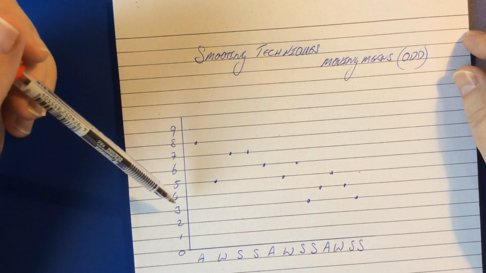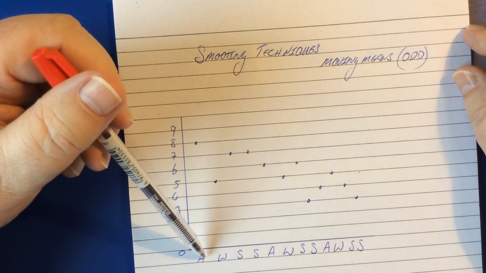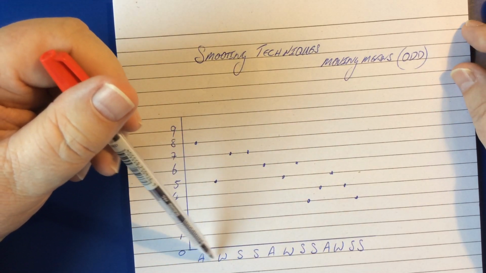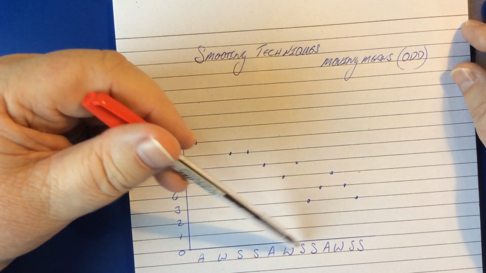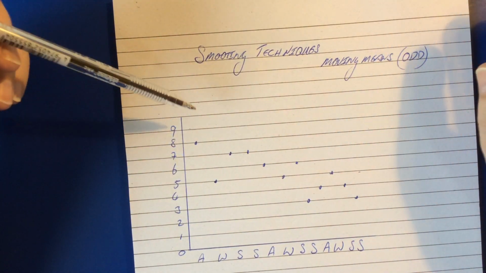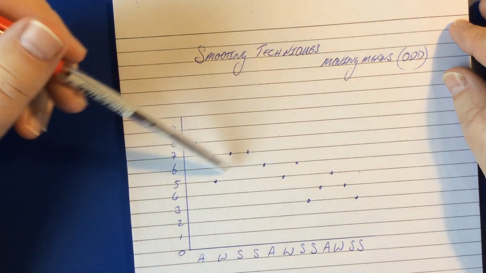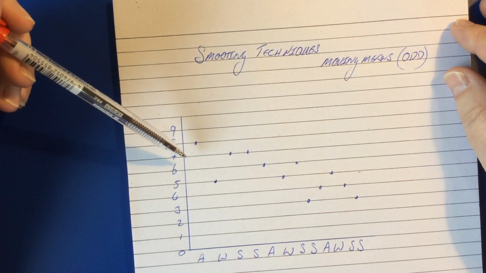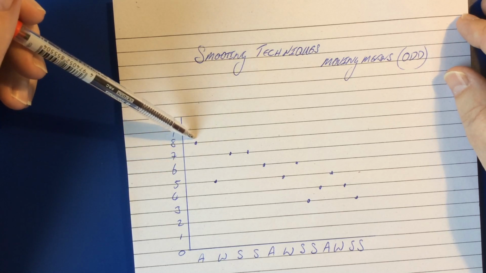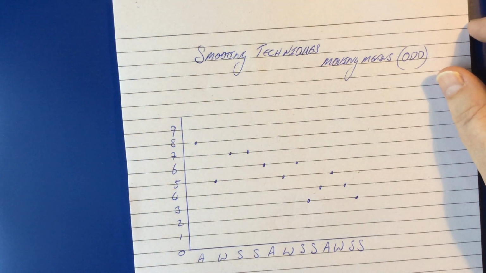This is used when we have single data points over time, as in we have a time series. And down the bottom here, I've just put seasons: autumn, winter, spring, summer, autumn, winter, spring, summer. What we're looking to do with this is to smooth out the lumps and bumps in this data series. So let's get to work. The first thing we're going to do is find the mean of these 3 pieces of data.